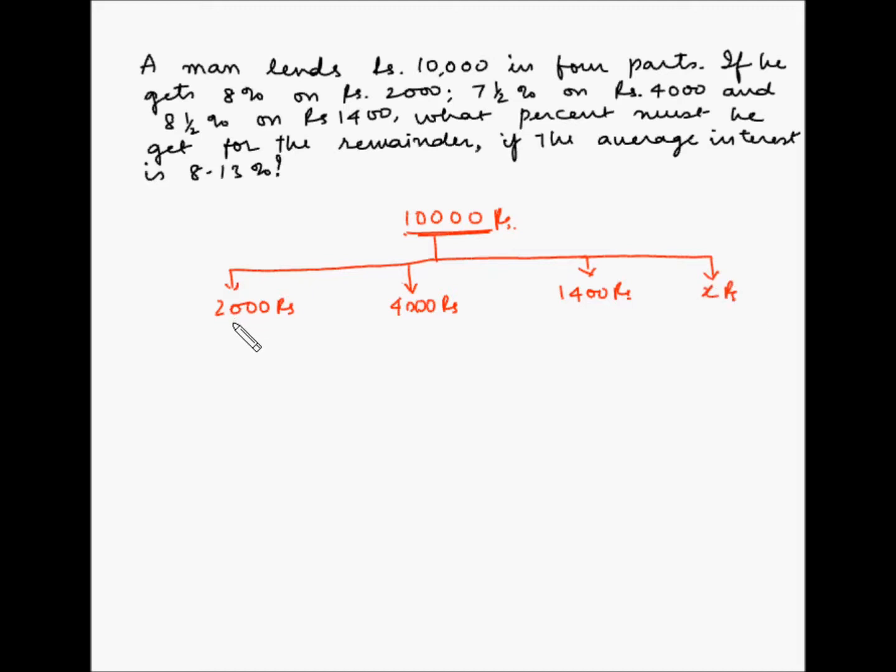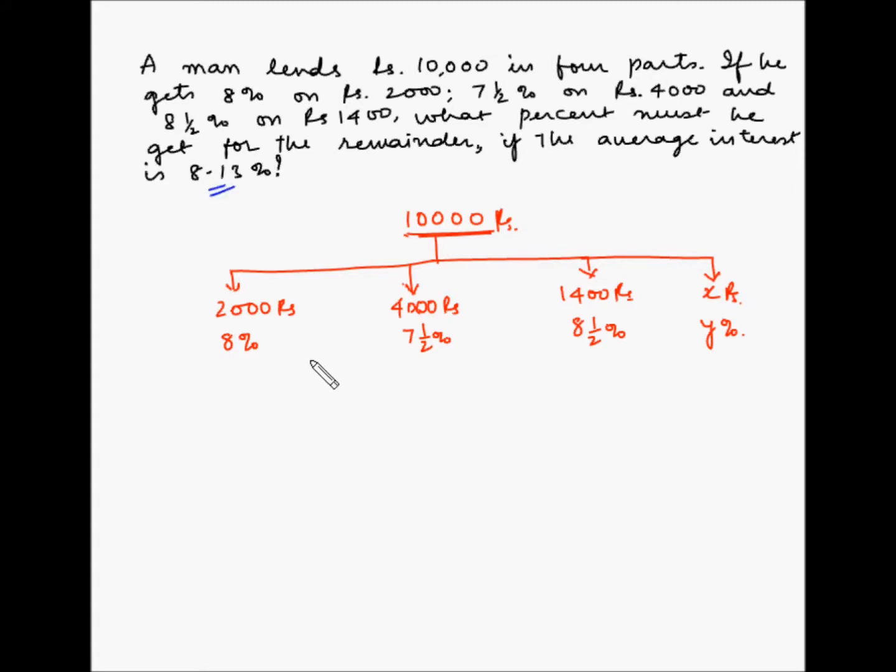Now on the first one, he is getting an interest of 8% per annum. The second one, he is getting an interest of 7.5% per annum. The third one, he is getting an interest of 8.5% per annum. And we have to find out what is the rate percent for the fourth amount. So let's say this is Y percent per annum. Now we have been given that the average interest is 8.13%.